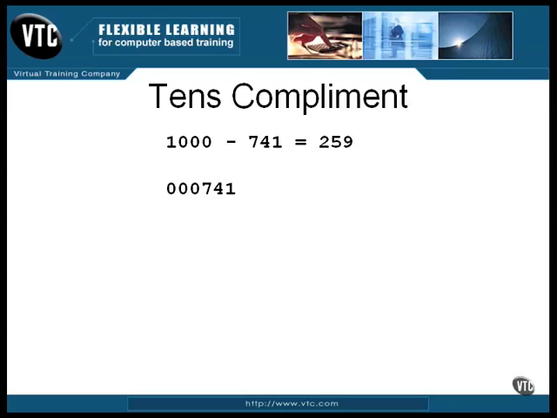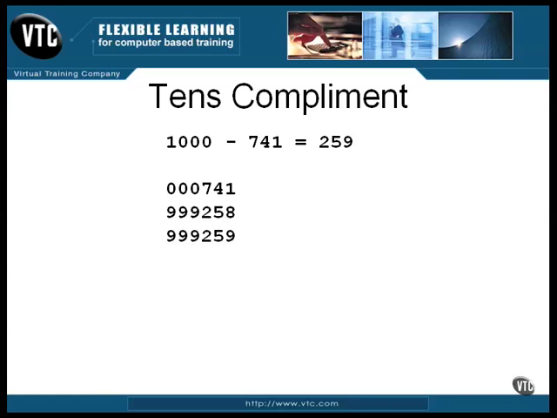As you know, any number can be preceded by zeros, and for this example, the base 10 number 741 is written preceded by 3 zeros. To get the tens complement of the number, the first step is to subtract each digit from 9. The result is a number called the nines complement. Adding 1 to it gives the tens complement.